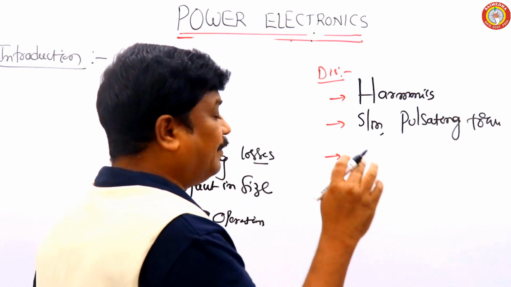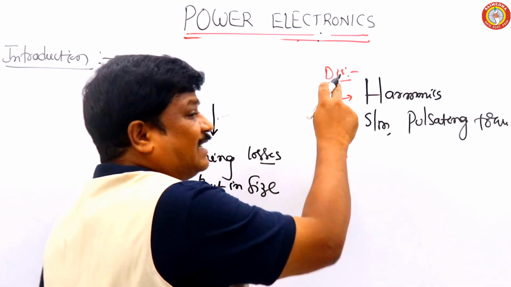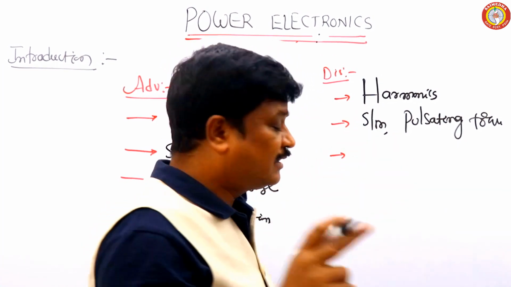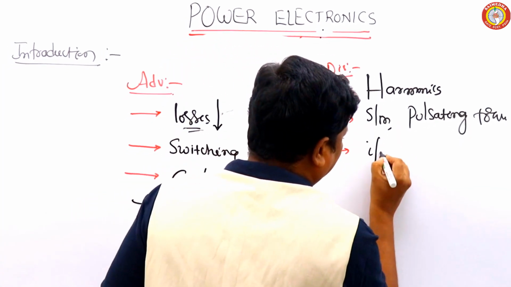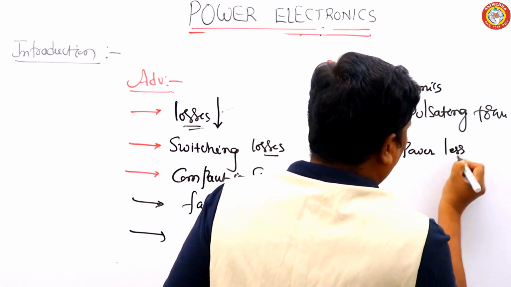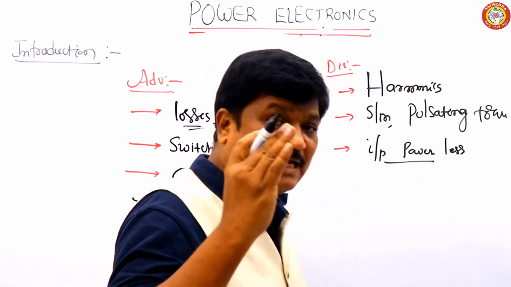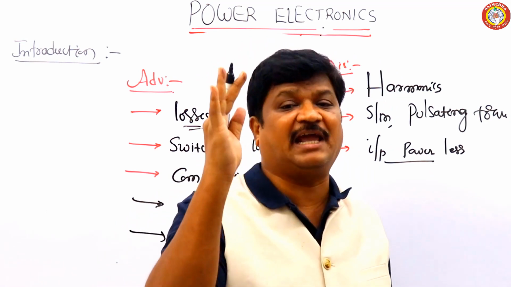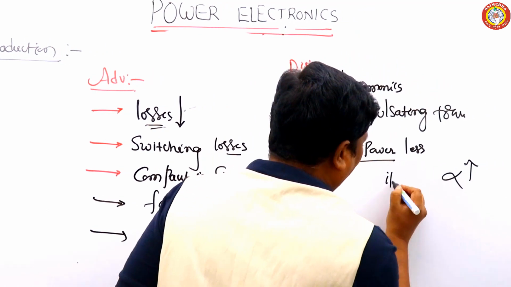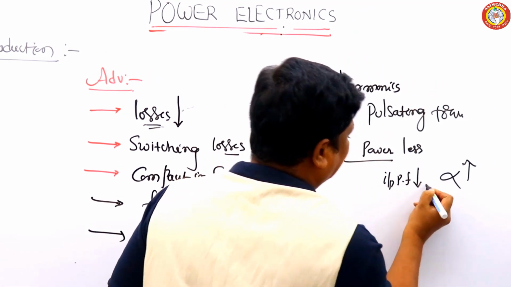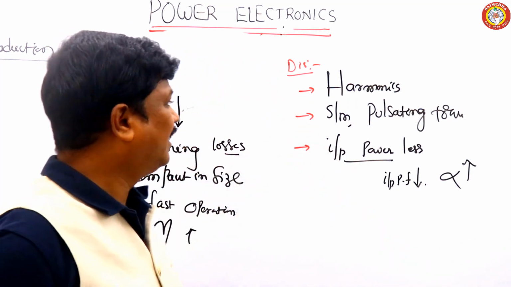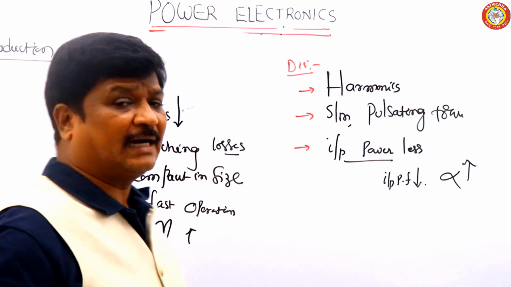And one more important disadvantage is that, because the power electronic devices produce harmonics, the input power factor is less. This input power factor decreases with increasing firing angle. If the firing angle alpha increases, the input power factor decreases. These are the main disadvantages of power electronic devices.